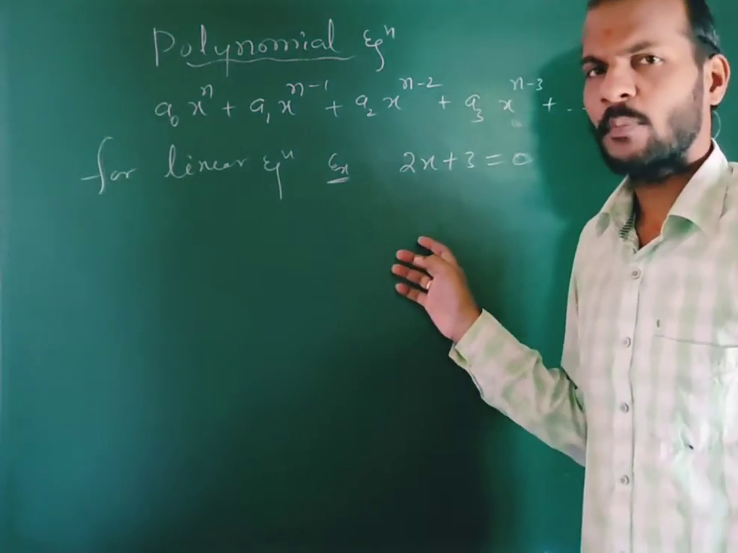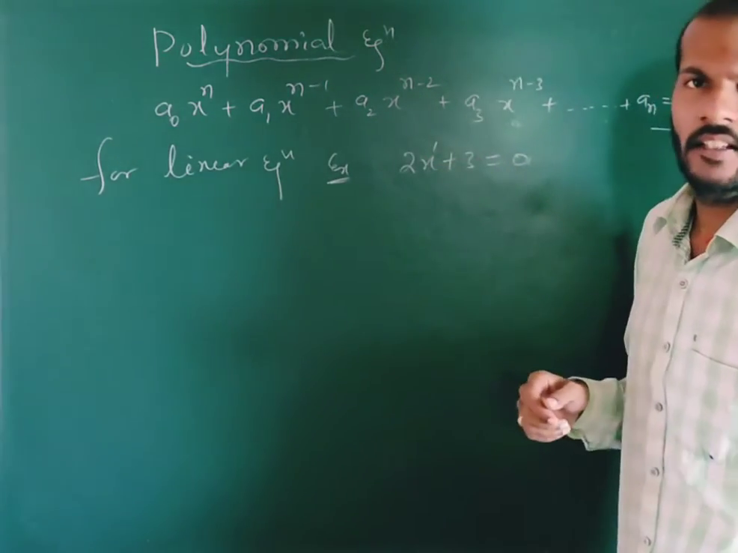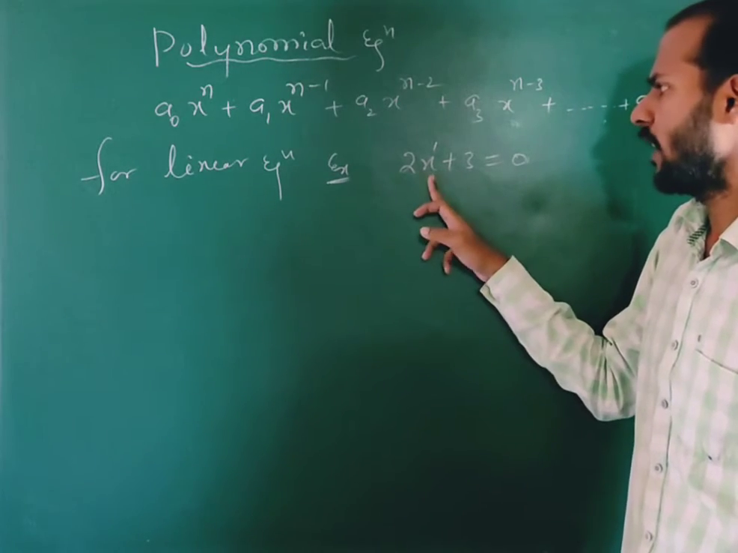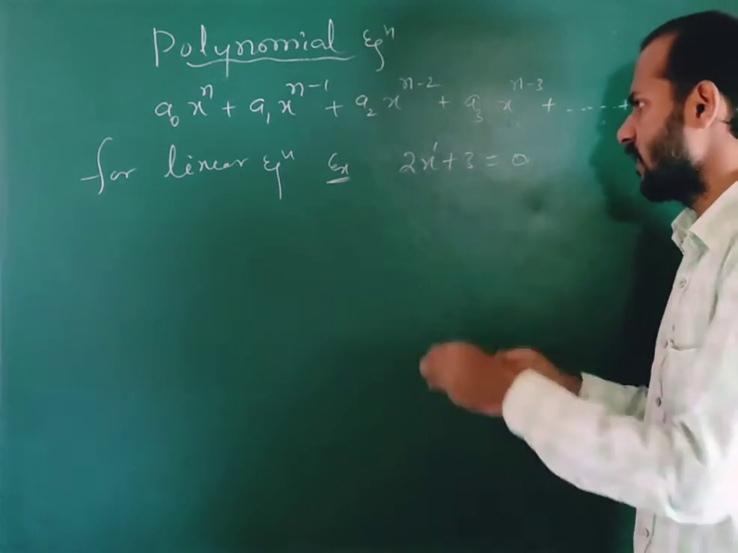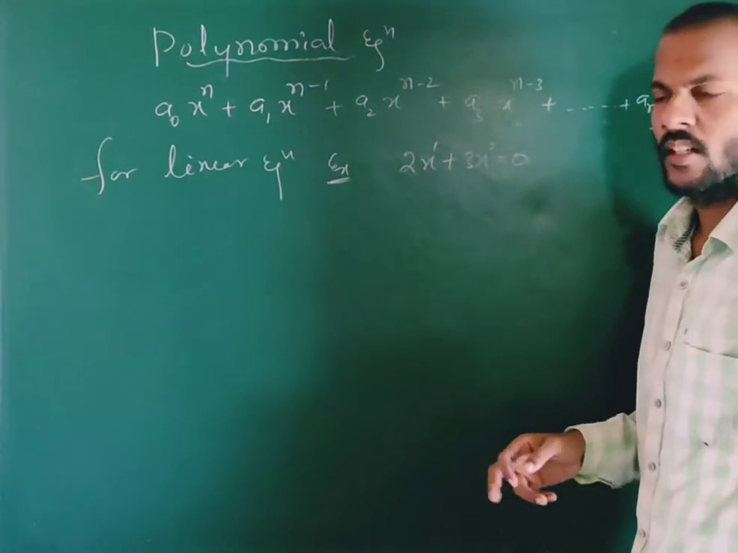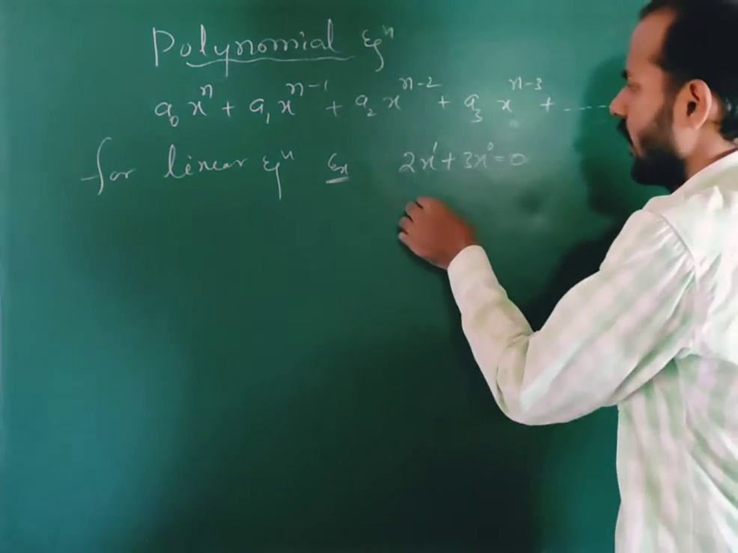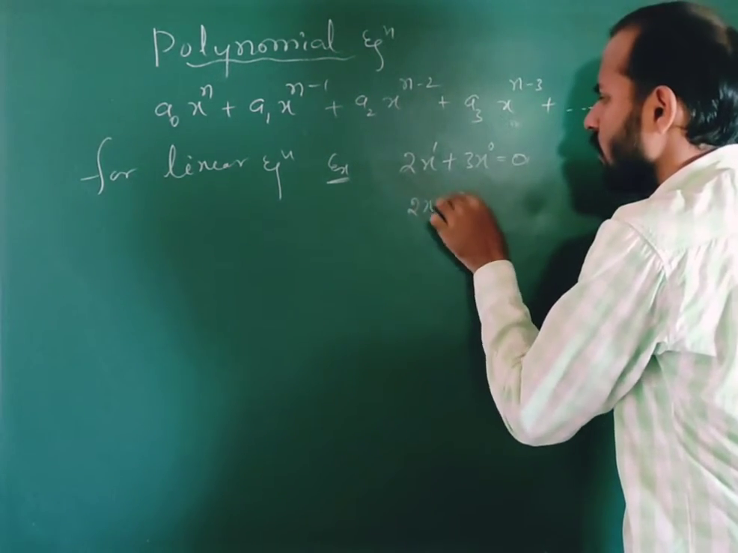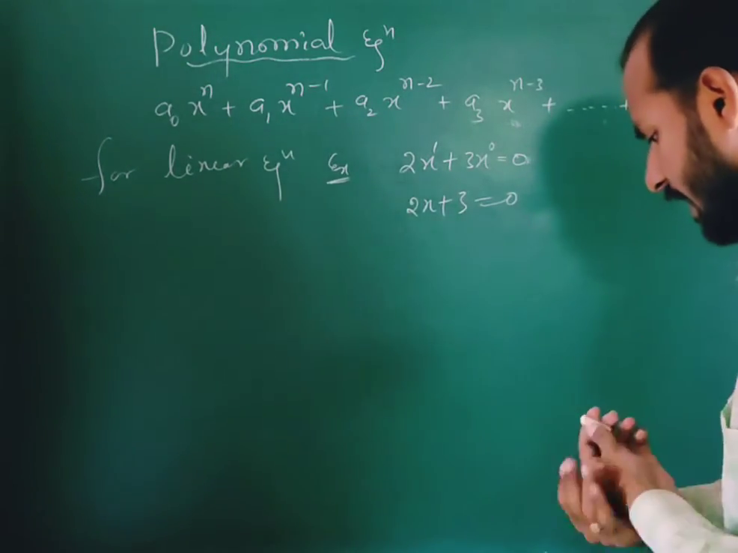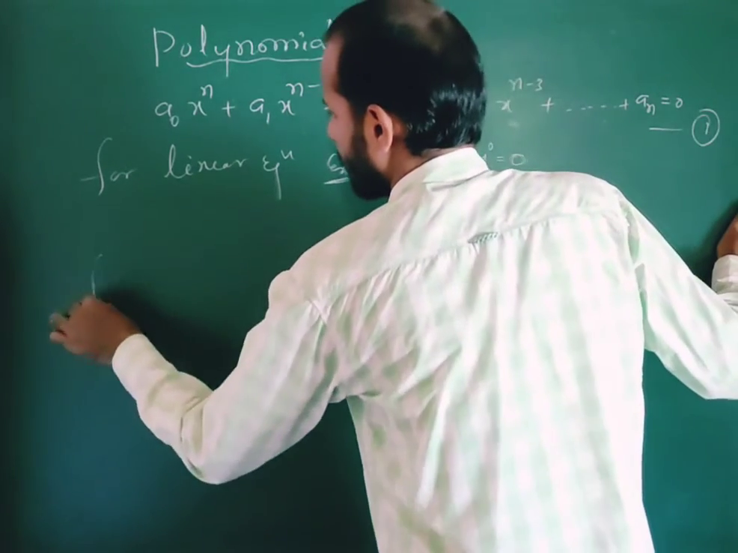Here the highest power of this equation is what? Here x to the power of 1 is there. If nothing is there, it means there should be a 1, unity, right? That is 2x plus 3; here x to the power of 0 is there. 2x to the power of 1 plus 3x to the power of 0. Simply we can write it as 2x plus 3, which equals 0. It is for linear.